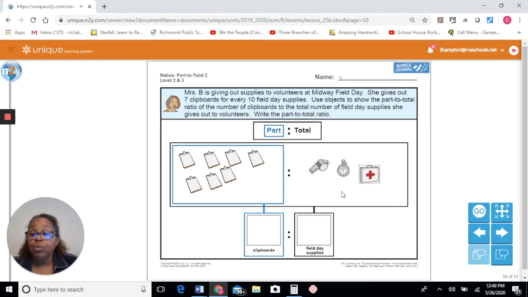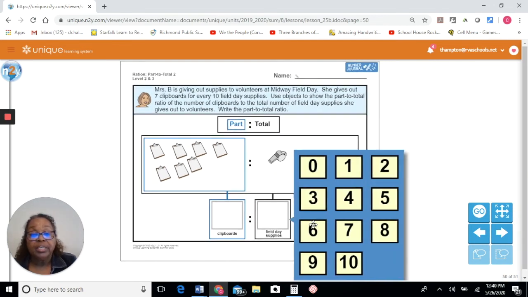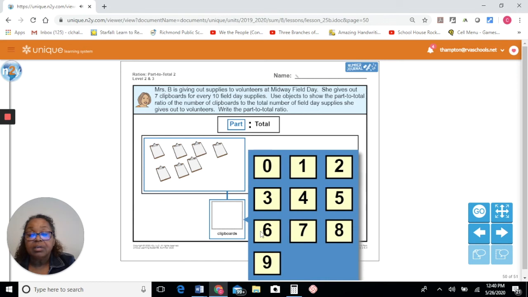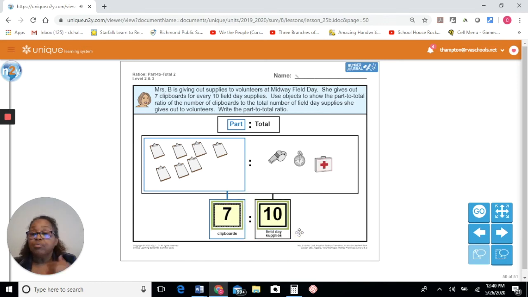So if we know that we're doing a part to total, we count the whole total. 1, 2, 3, 4, 5, 6, 7, 8, 9, 10. The whole total is 10. Of the 10, 7 are clipboards. So if we read the word problem again, Mrs. B is giving out supplies to volunteers at Midway Field Day. She gives out 7 clipboards for every 10 field day supplies. 7 to 10. This is our colon. 7 to 10.